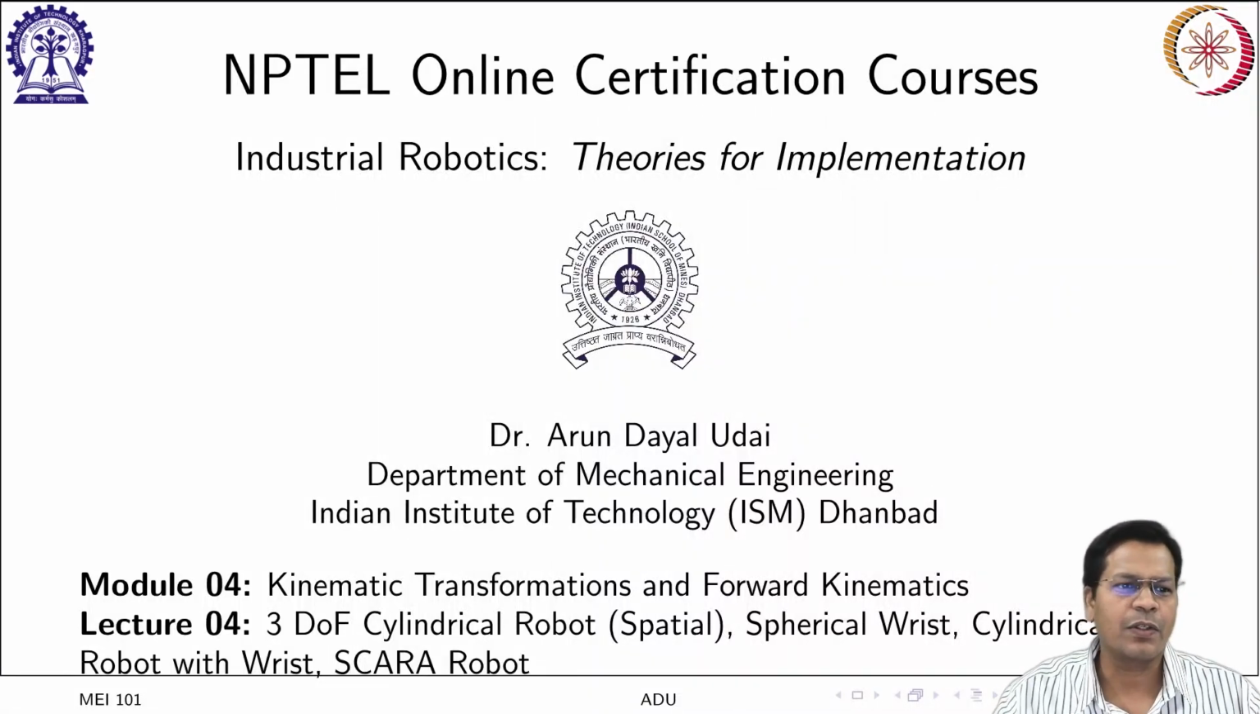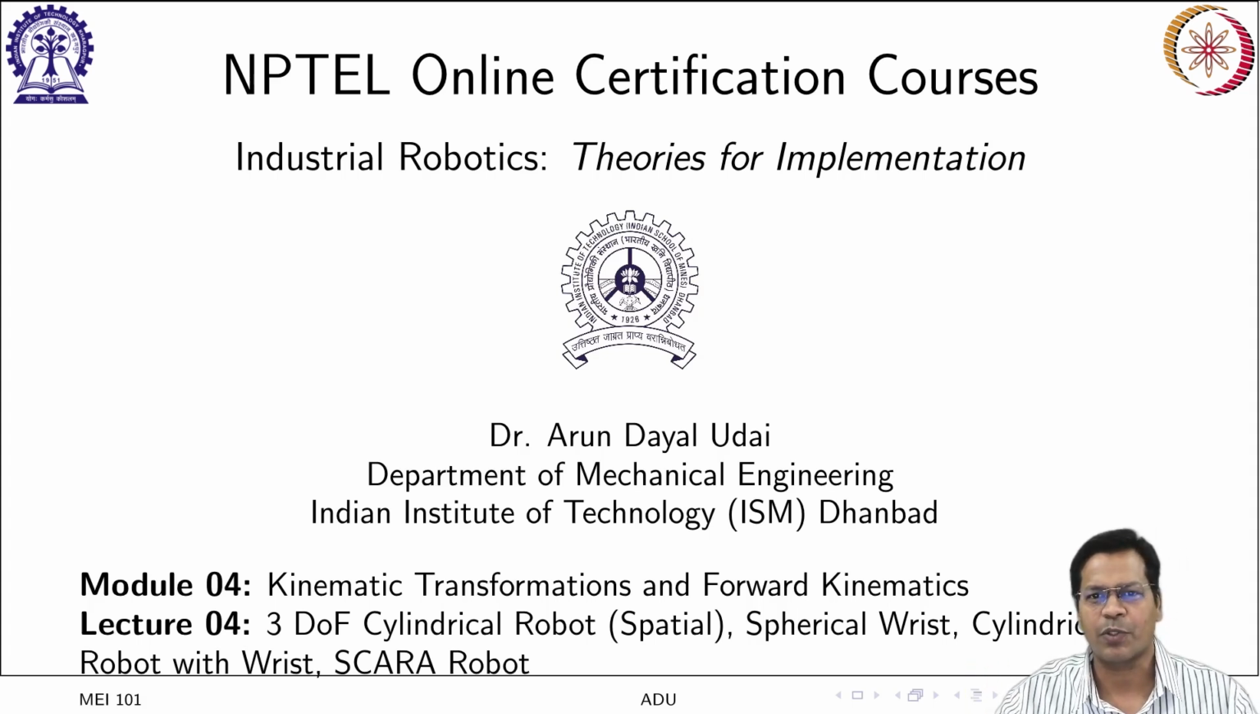So welcome back. In the last class we understood what the link, joint and DH parameters are, and we did the DH parameter table for at least one example, that is the 2 degrees of freedom robot. Continuing further with that, let us do some more examples of spatial robots now.